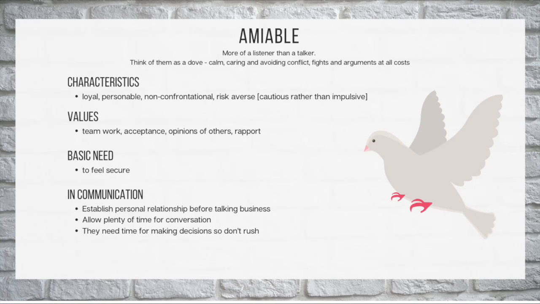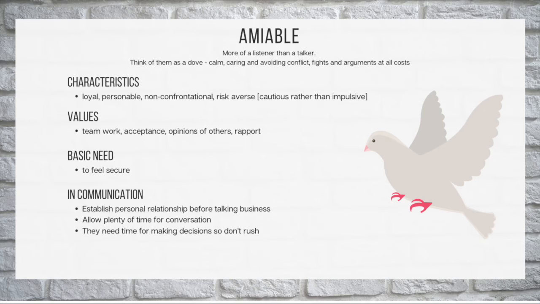Amiable people, because they're highly responsive and low in assertion, are more likely to be a listener than a talker. They will be emotional, but they're not going to tell you about it. They'll probably ask more questions. A really good analogy from some of the articles I was reading is categorizing the different types as birds. So think of an amiable as a dove. They're very calm, very caring, and they're going to avoid conflict, fights and arguments at all costs. In terms of characteristics, these people are quite loyal, personable, obviously non-confrontational, and really risk averse.